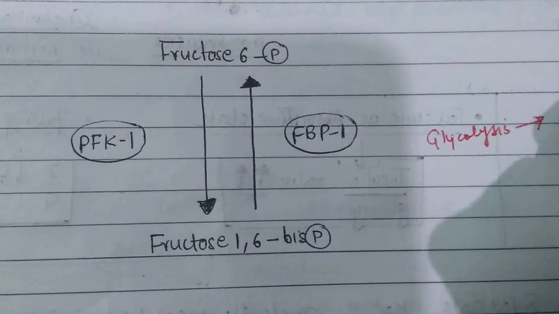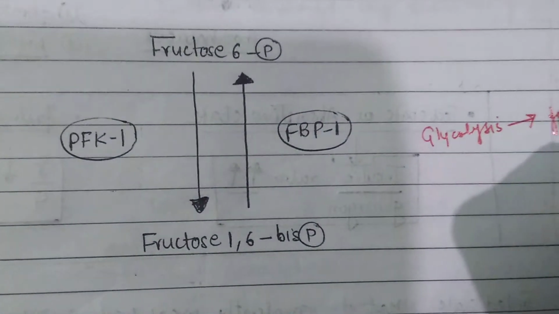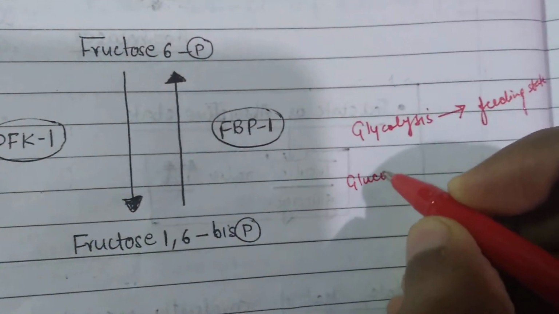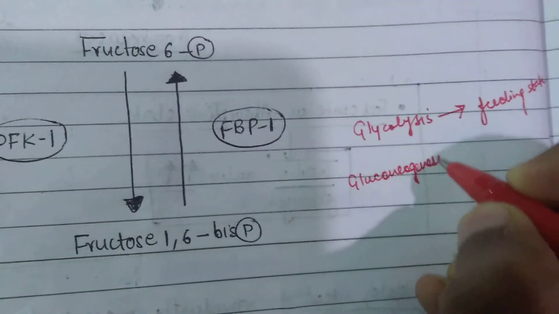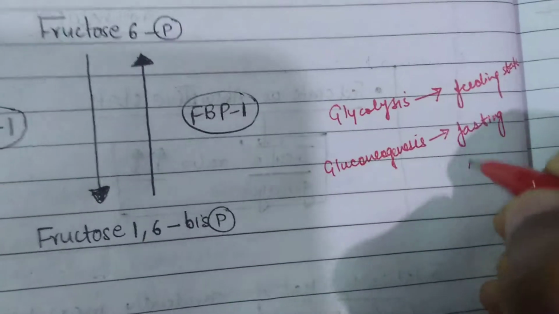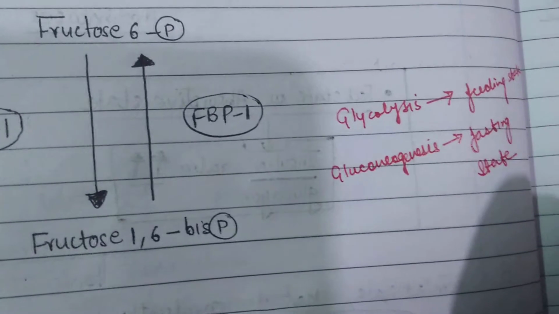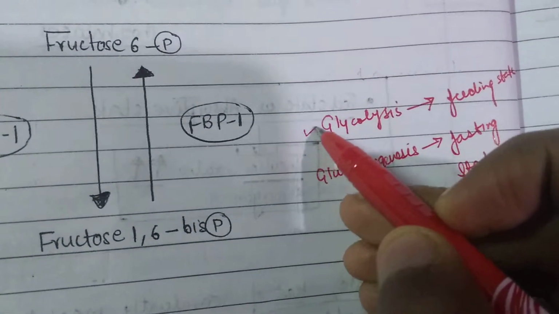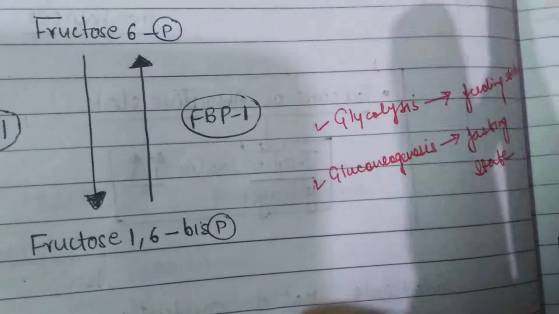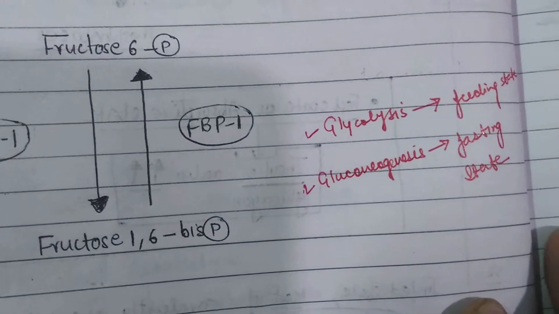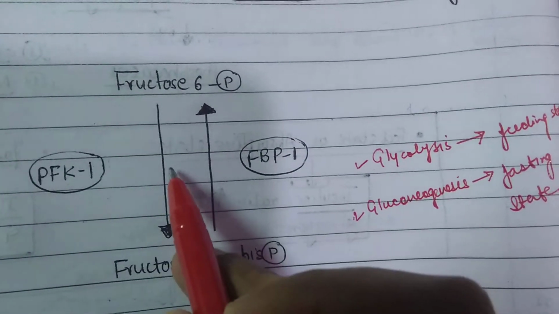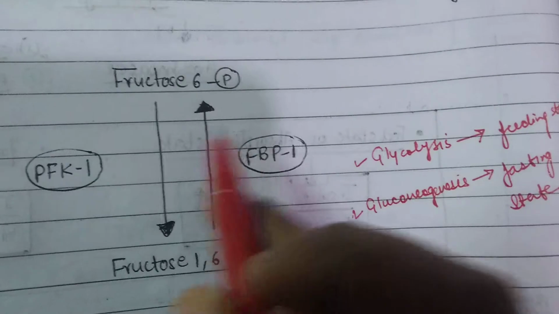occurs in your feeding state, whereas gluconeogenesis is the predominant phase in your fasting state. Okay, this concept you should know, that glycolysis predominantly occurs in your feeding state and gluconeogenesis occurs in your fasting state. Clear this thing. So this step, fructose 6-phosphate going into fructose 1,6-bisphosphate, occurs in your feeding state, and this reverse step occurs in your fasting state.